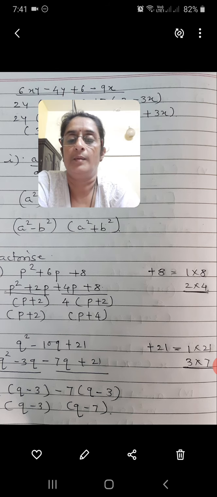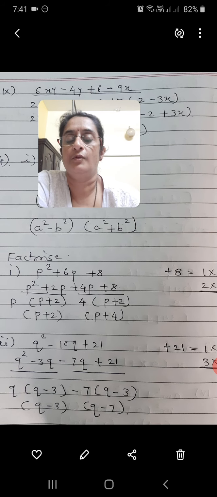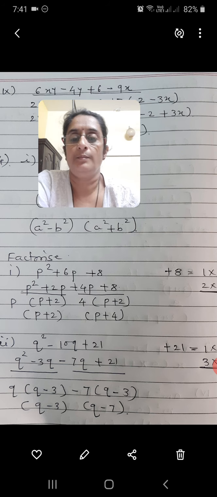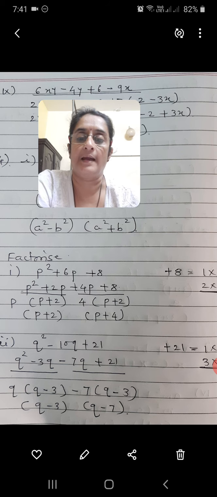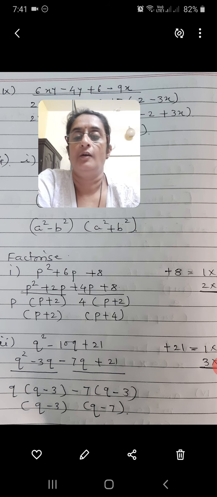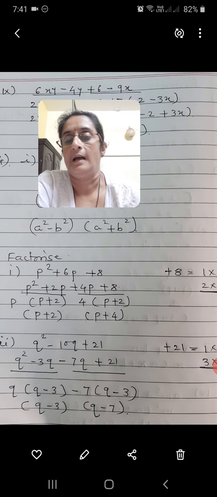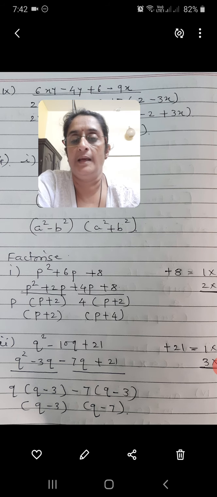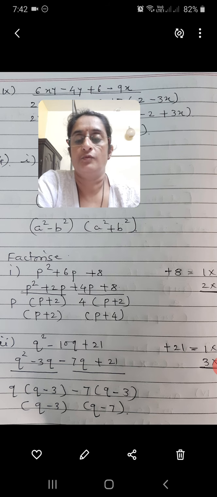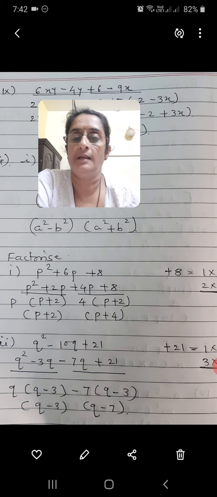Now p is common in the first part, and p plus 2 will be in the bracket. From the second part 4 is common, and p plus 2 will be in the bracket. Now p plus 2 we have to take once because there are 2 brackets, and p plus 4, whatever remains outside the bracket, we put in the second bracket. So p plus 2 and p plus 4 are the 2 factors of the given expression.